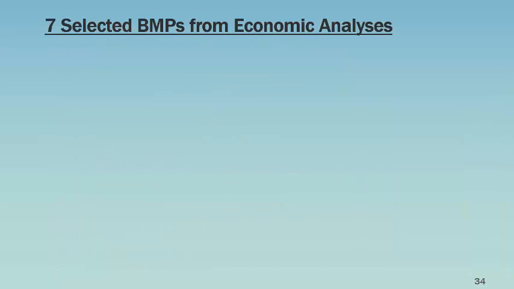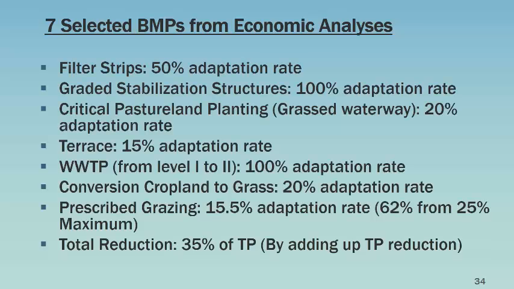So we selected 7 BMPs after the economic analysis, where you can apply up to 50% of the filter strips, 100% of the grade stabilization structures, and critical pasture planting will be about 20%. Terraces will be about a 15% adoption rate, and the wastewater treatment will be up to a 100% adoption rate, as well as prescribed grazing at about 15%, aiming for a total reduction of 35%.